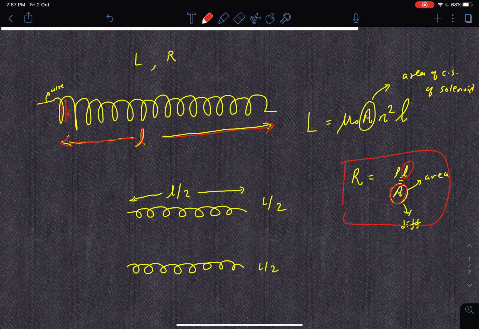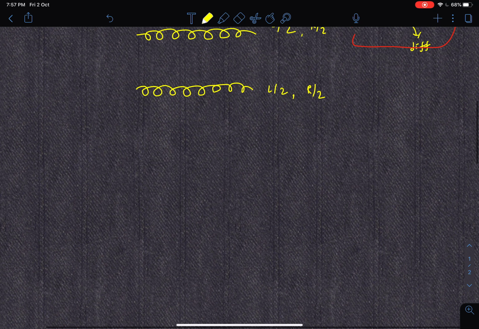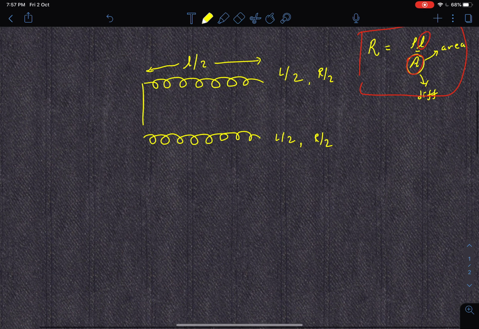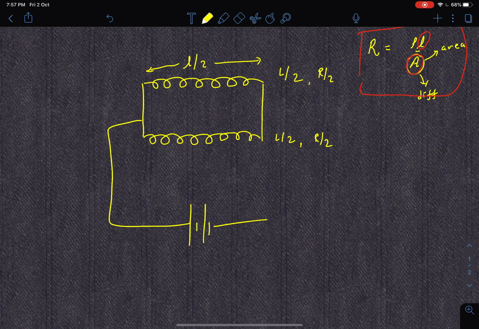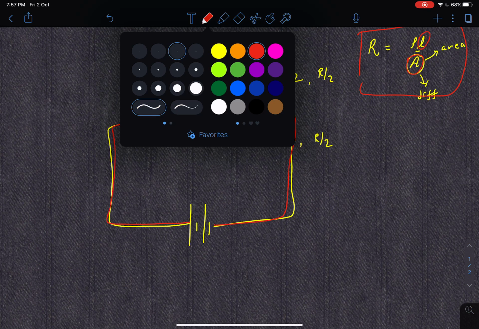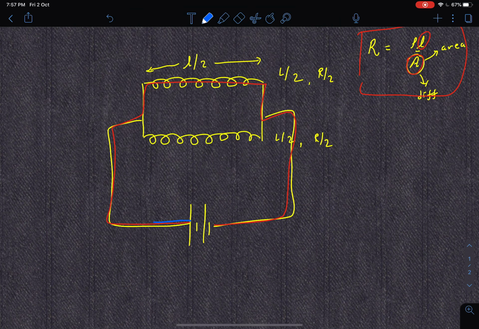But anyways, when we cut the solenoid into two halves, the resistance also becomes half because of the length becoming half, and inductance also becomes half because of the length becoming half. Now when you keep these two in parallel and connect them to a battery, then definitely here we have an LR circuit. Here we have two different LR circuits. One LR circuit like this, and the other LR circuit will be like this.